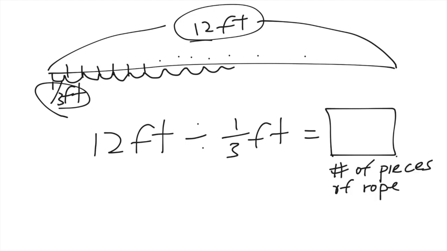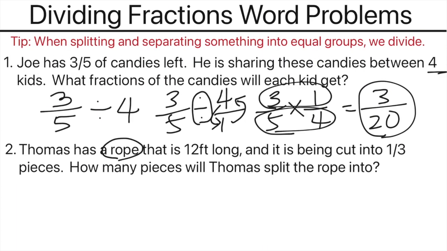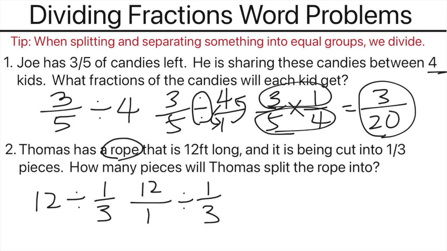Okay, so now we have the setup, so we can go ahead and divide. So we have 12 divided by 1/3. Dividing a whole number by a fraction, we need to first convert the whole number to a fraction. So what do we do when we need to convert a whole number to a fraction? We add a denominator of 1 underneath it. And that will still remain 12, but it's 12 over 1 now. Then we're going to divide by 1/3. And now we have the setup ready: 12 over 1 divided by 1/3.